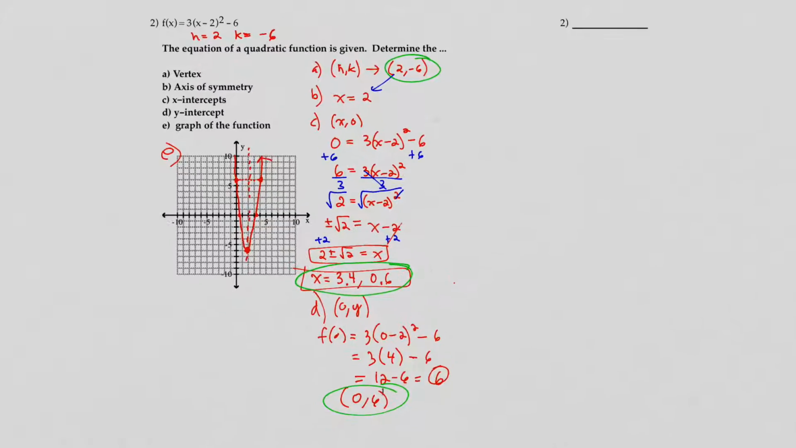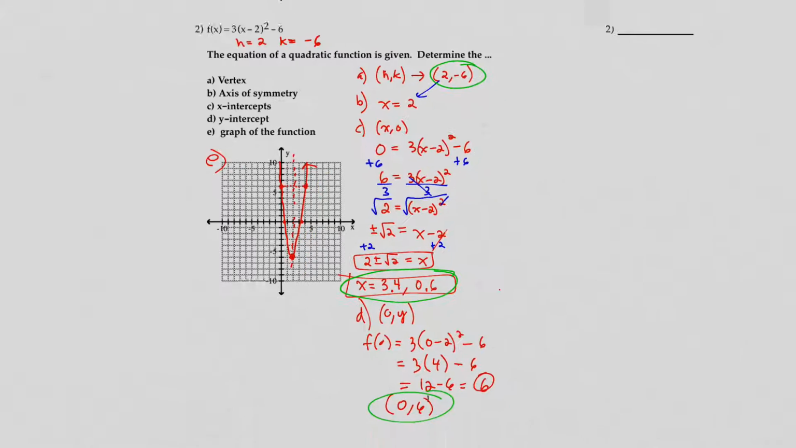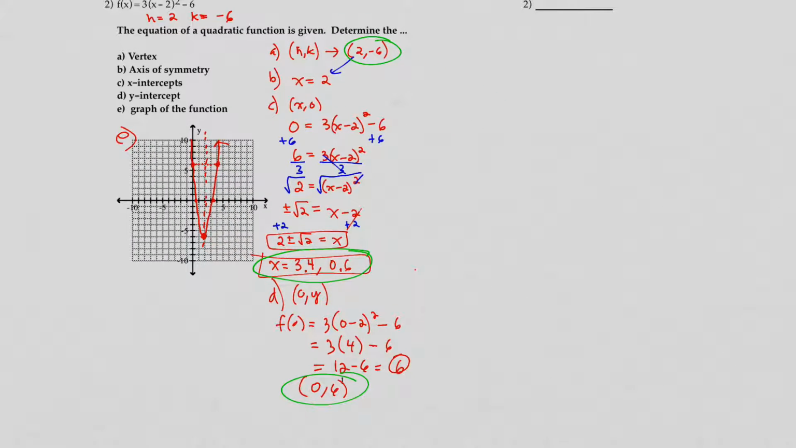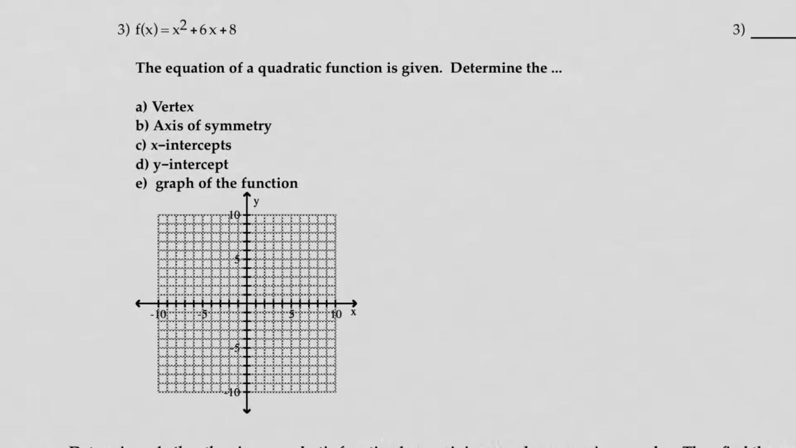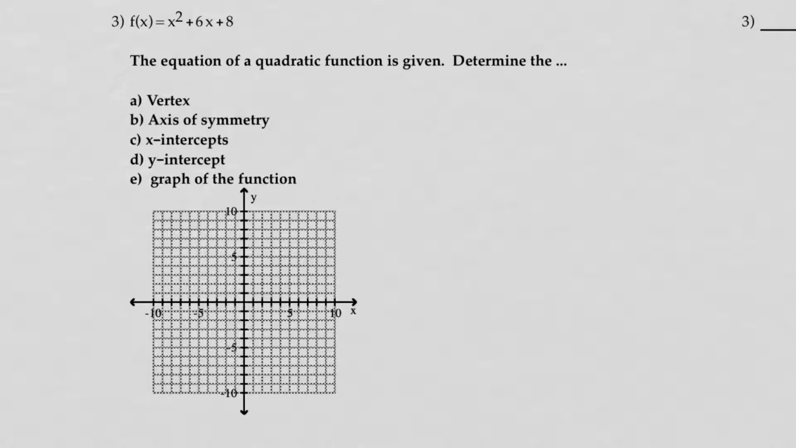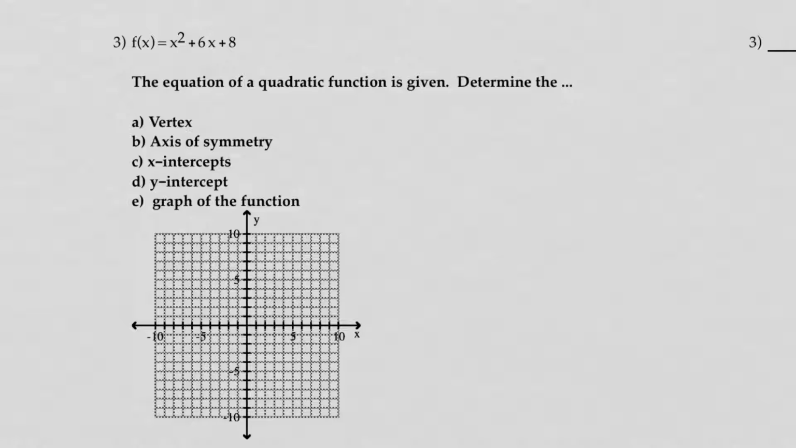So here, this is vertex form, where you can actually see the vertex. Now we're going to see it in standard form, where you can't see really anything except for the y-intercept. So let's see what it looks like. Okay, so number 3 is in standard form. And the only thing that's kind of visible is the y-intercept, and you can kind of see it right there. But we're going to go ahead and get started with A.